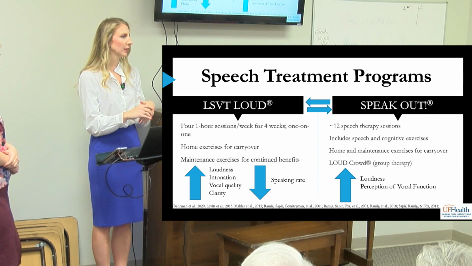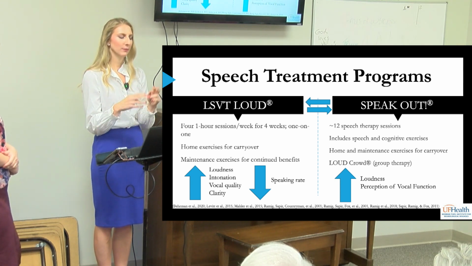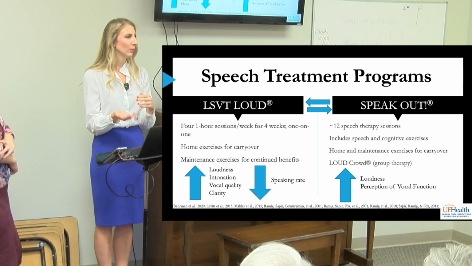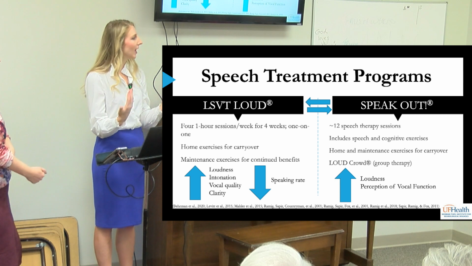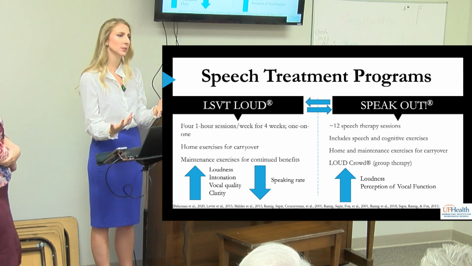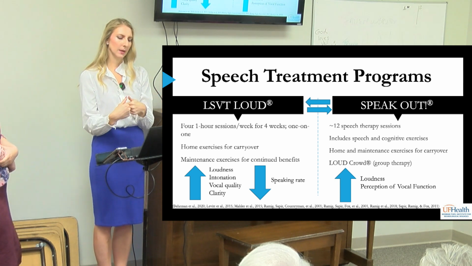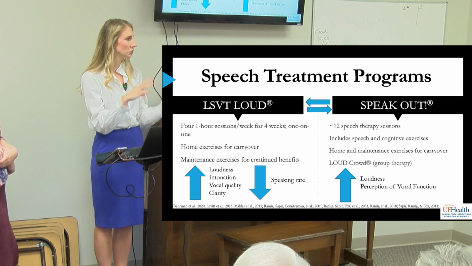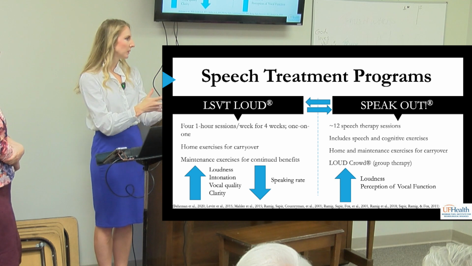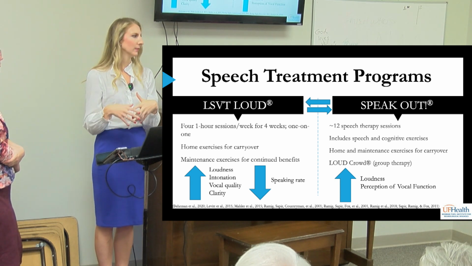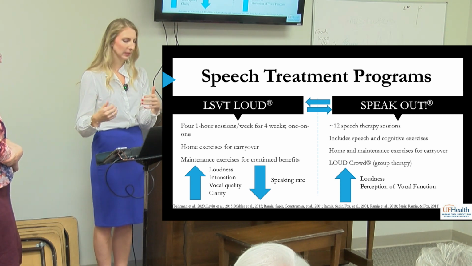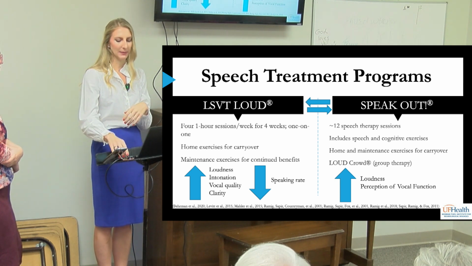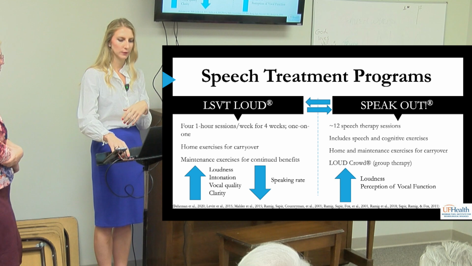Another program is Speak Out by the Parkinson's Voice Project. This is about 12 therapy sessions before you graduate and go to the Loud crowd or the group therapy. Something that I like about this is it does incorporate cognitive exercises too. So it's always a good thing to be working out your brain. Once again, they have you do home and maintenance exercises to maintain the benefit and generalize from the speech therapy room into the house or where you're actually communicating. They've shown that it increases loudness and perception of vocal function is improved.